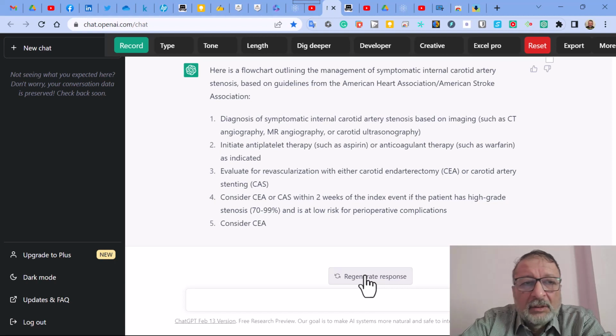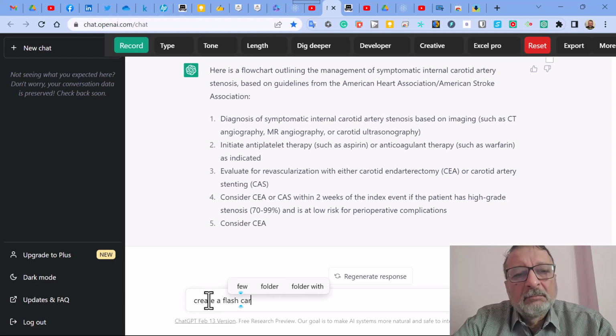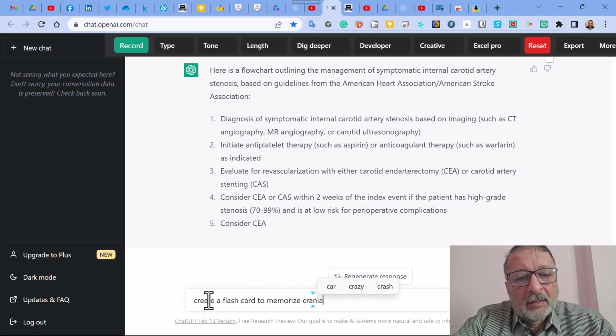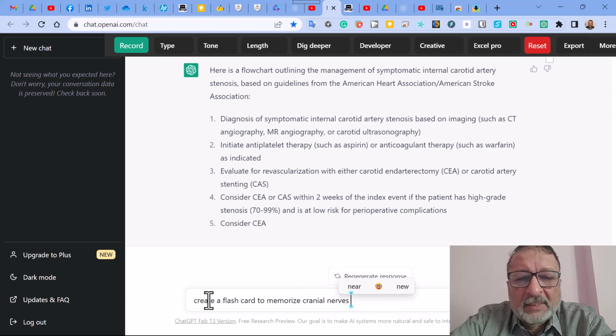So let us say, create a flashcard to memorize cranial nerves. You know, a flashcard is something where before the exam, you put a card, you try to remember as much as you can. So you see the card on the day before the exam. So let us see. Is he able to create a flashcard?